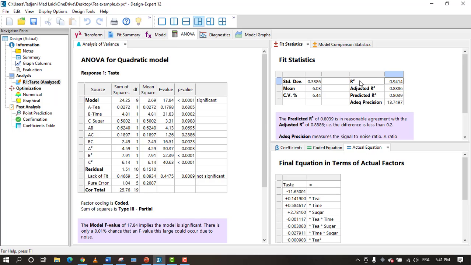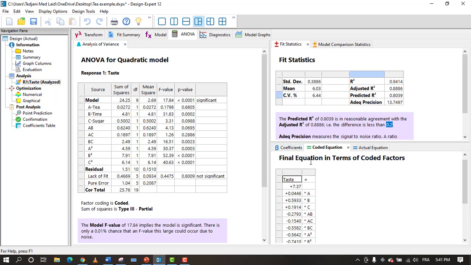The first value here is R square. R square must be close to 1. The closer to the unit, the better. In our case we have 0.9, which is a very good value. We have the value of adjusted R square and predicted R square. The difference between them is less than 0.2.